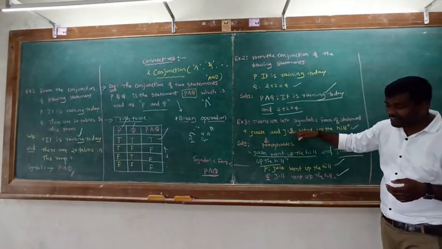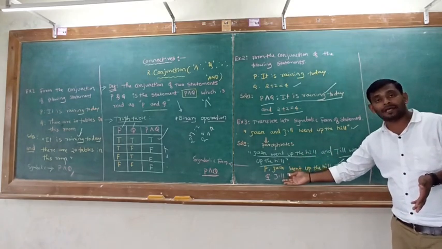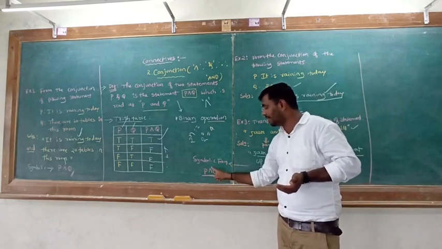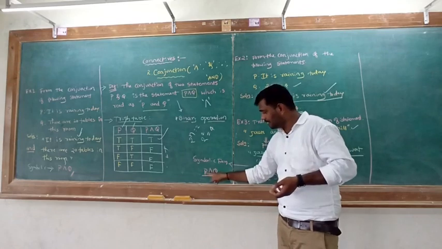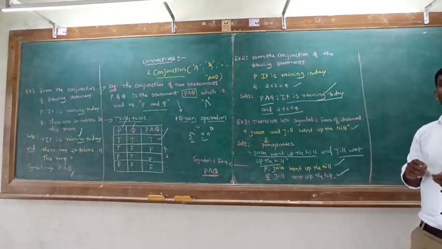We have to paraphrase first. We have to divide into two sentences. Next, you have to denote the primary statement symbols. After that, you have to write the symbolic form. That is P and conjunction Q. P and Q, or you can rewrite as P conjunction Q. So this is the conjunction of two primary statements.